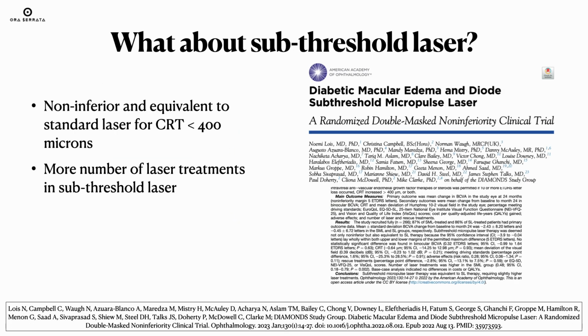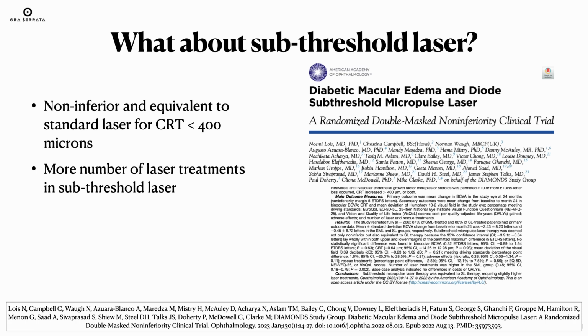How about the newer modality, that is your subthreshold laser? Is it equal to conventional laser? So this study, which was also known as the Diamond trial, it compared subthreshold laser to conventional laser, and in this it found that subthreshold laser was non-inferior and equivalent to standard laser for central retinal thickness of less than 400 microns. However, there were more number of laser treatments required in case of subthreshold laser in comparison to conventional photocoagulation.